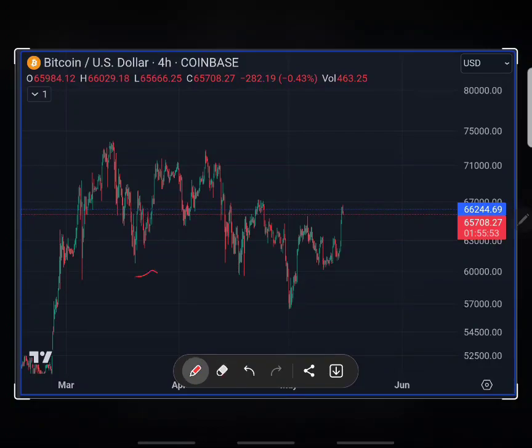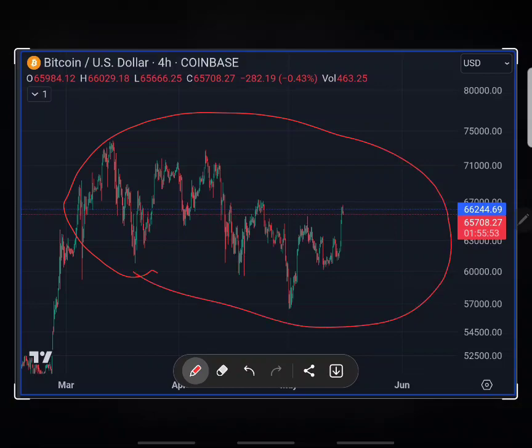And that might complete this entire correction. It may take another leg down, a sweep of this liquidity or even this liquidity before it's all said and done.